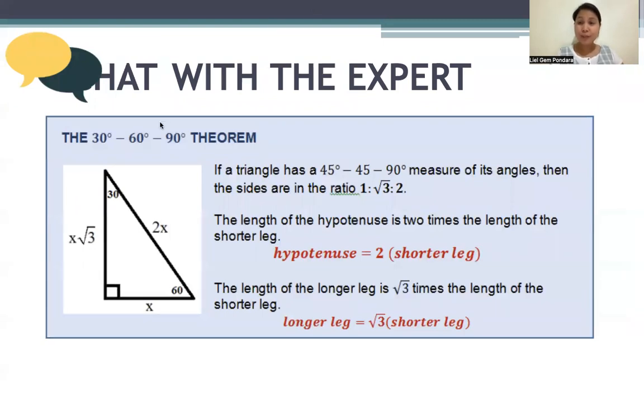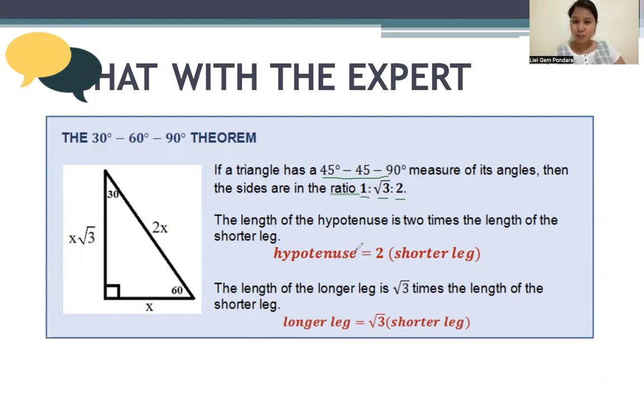This time, we'll have the 30, 60, 90 theorem. This happens for triangles with special measures, like one angle measures 30 degrees, the other angle measures 60 degrees, and we have the right angle. Now, sorry, this should have been 30, 60, 90. Then the ratio of its sides is 1, that's the opposite of the shortest side, square root of 3, and 2. 2 is our longest side, the hypotenuse.